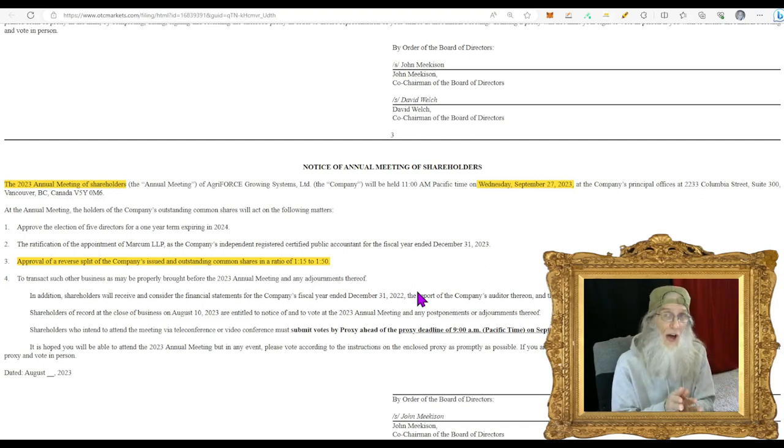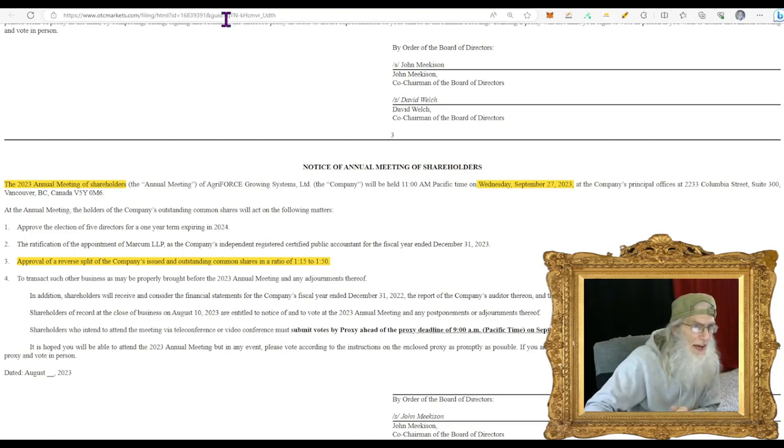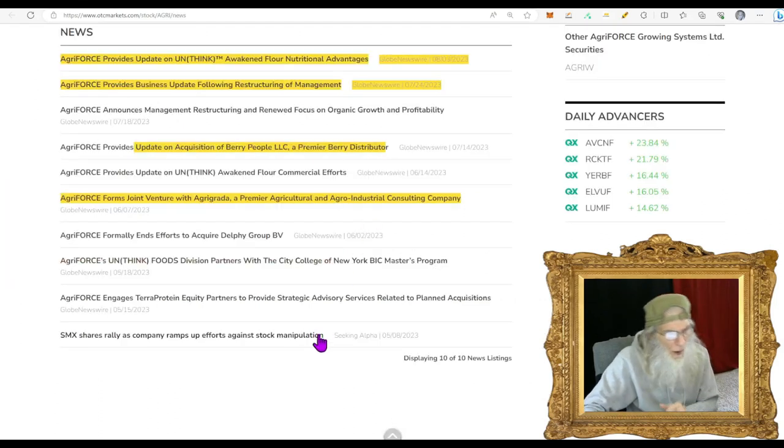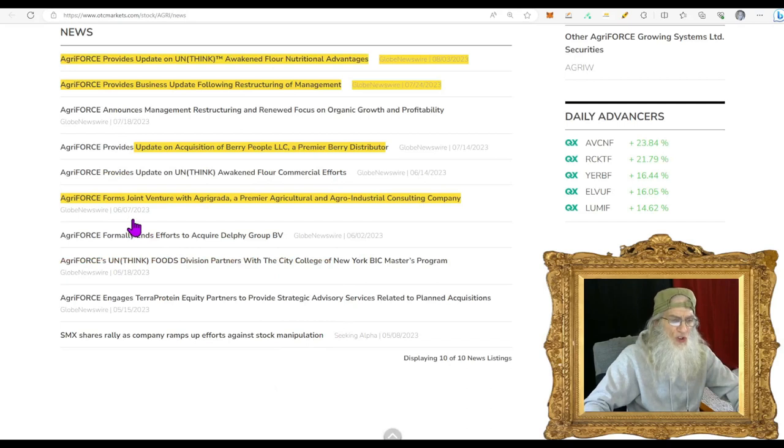But if you like the stock, you're thinking about hanging around for a while, you've had a heads up of what they've got on the board. Let's take a look at that news now. I've only gone back here to June 7th. There's little news over and over with all these companies they're making deals with. Here was another one. The company forms a joint venture with AGRI, a premier agricultural and agro-industrial consulting company. This is a company that's going to help them make all the different types of deals that they want.